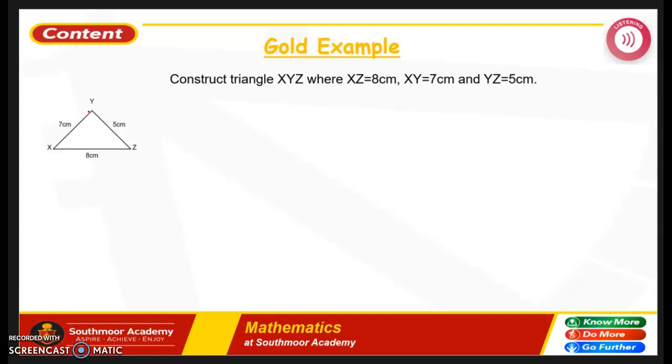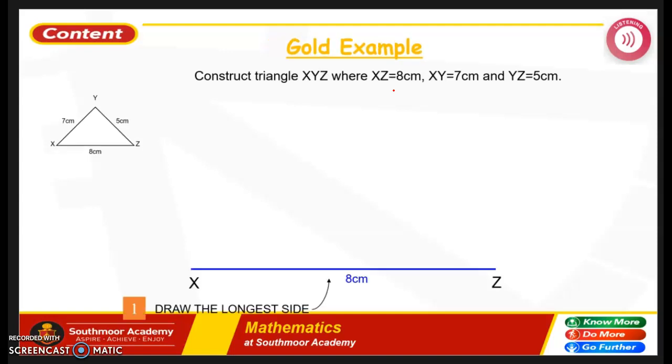Okay, so the first thing we need to do is we are going to draw our longest side using a ruler. The longest side is 8 centimetres. So using our ruler, we are going to draw the line XZ as 8 centimetres. So we've drawn the longest side.